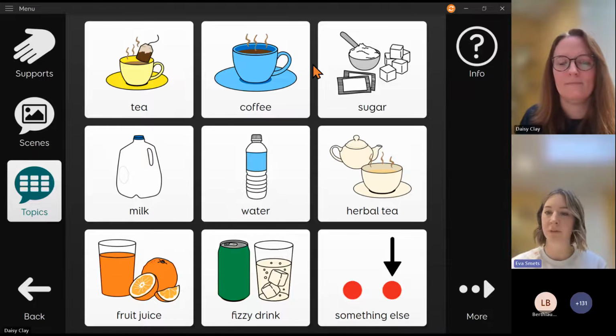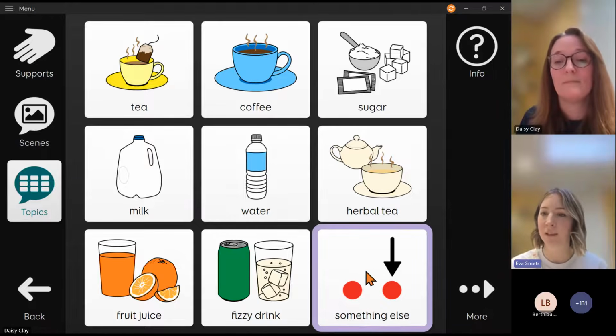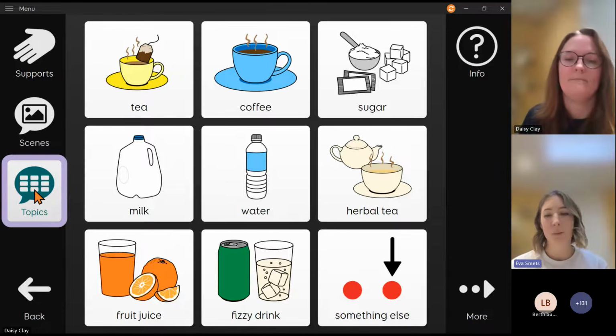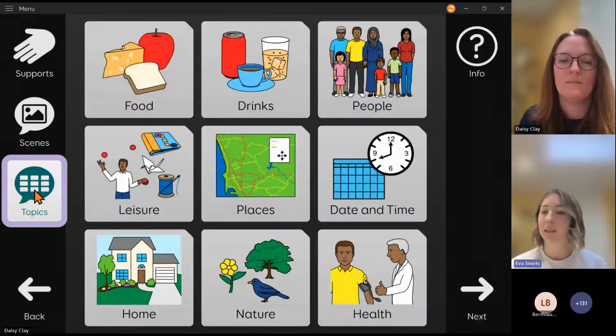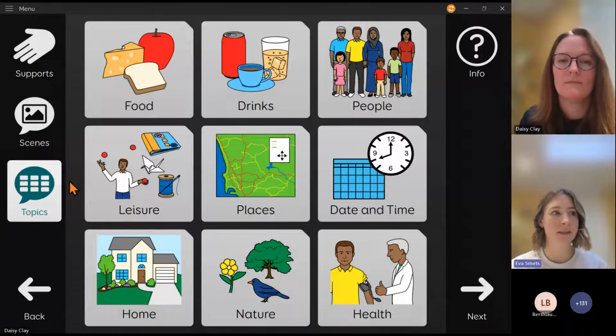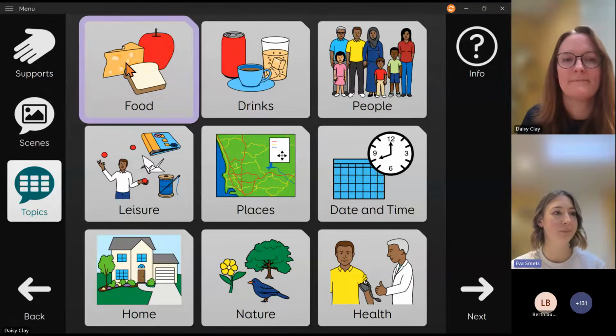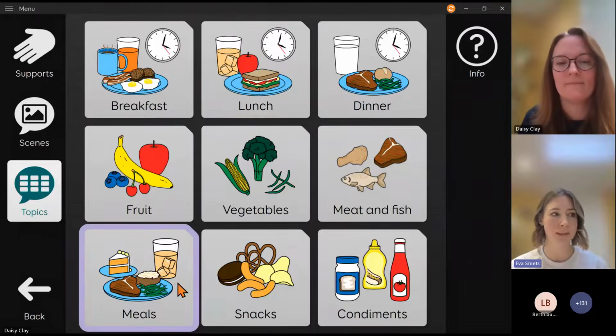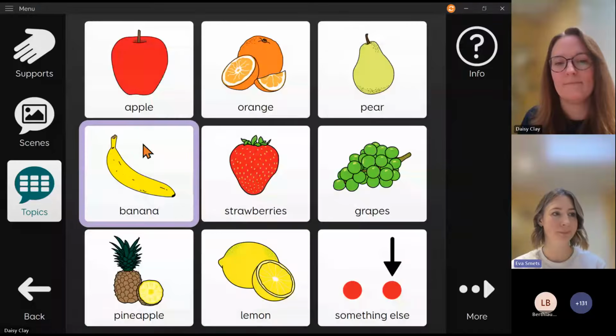And on every grid, we've also got the option for something else. So it's really easy for the person with aphasia to indicate that this might be the right category, but the word that they want isn't on this grid. Some of the topics are also organised into subcategories if they are larger topics. So food is a good example of that. Food. So we've split that down into lots of useful subtopics. Fruit.